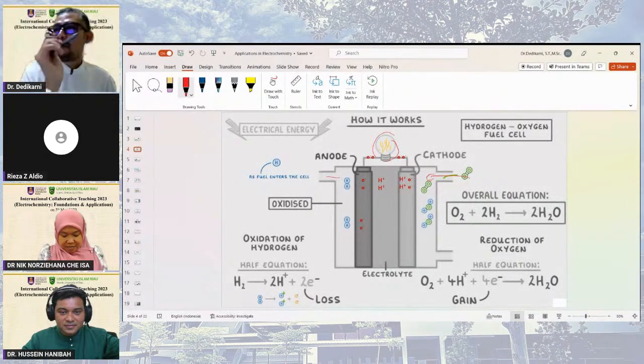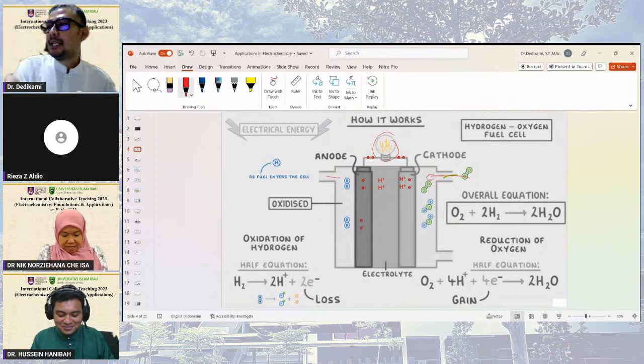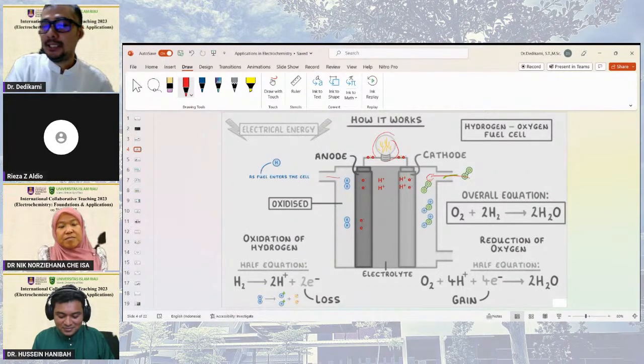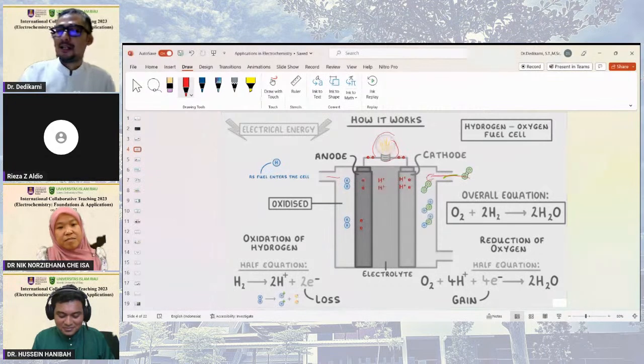Okay. The fuel cell produces the majority of electrical power, but the residue produced is water and a little bit of heat. This is the conclusion.